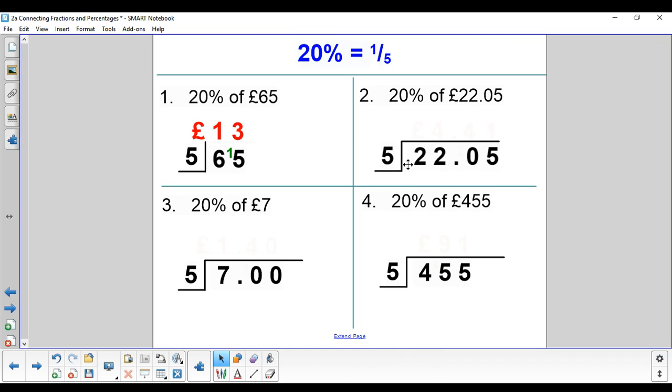5 into 2 won't go, so we carry the 2 over and we get 4. We'll carry 2 more over and then we'll get 4 more, and then we've got nothing to carry, so we get 1. 5 into 7 goes 1, remainder 2. 5 into 20 goes 4, and there's nothing left over. And lastly, 5 into 4 doesn't go, so take the 4 over, so that goes 9 times, and then 5 into 5 goes once. Okay, got the idea?